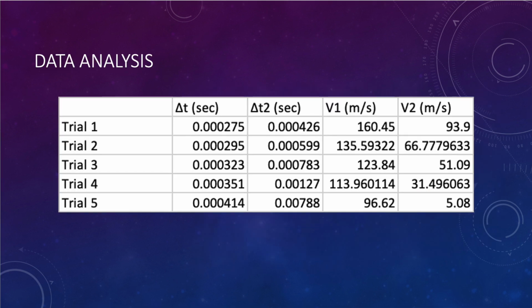Here's an example of what your time should look like. These are based on the 5 trials that we took. Note that the time is written in as changed in time, because this is the amount of time that it took for the ping pong ball to pass through each photo gate. For velocity 1 and velocity 2, we use the aforementioned velocity equation, dividing the diameter of the ball by the change in time from photo gate 1 and photo gate 2.